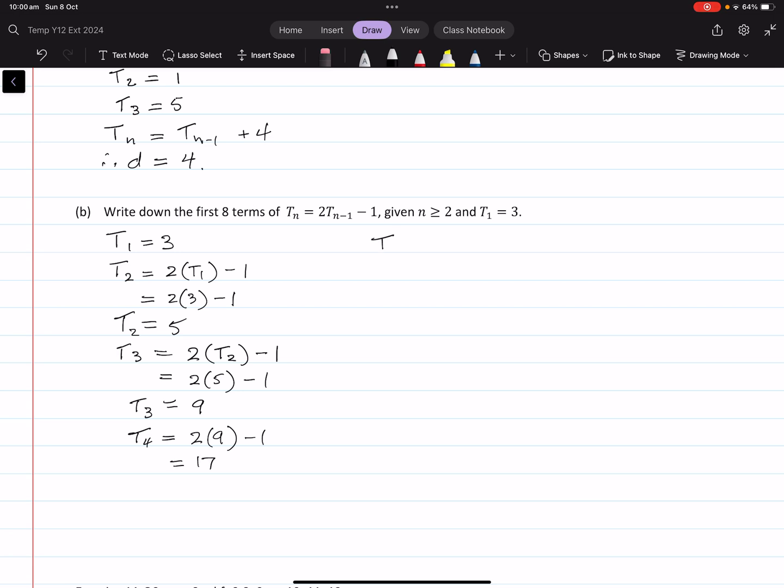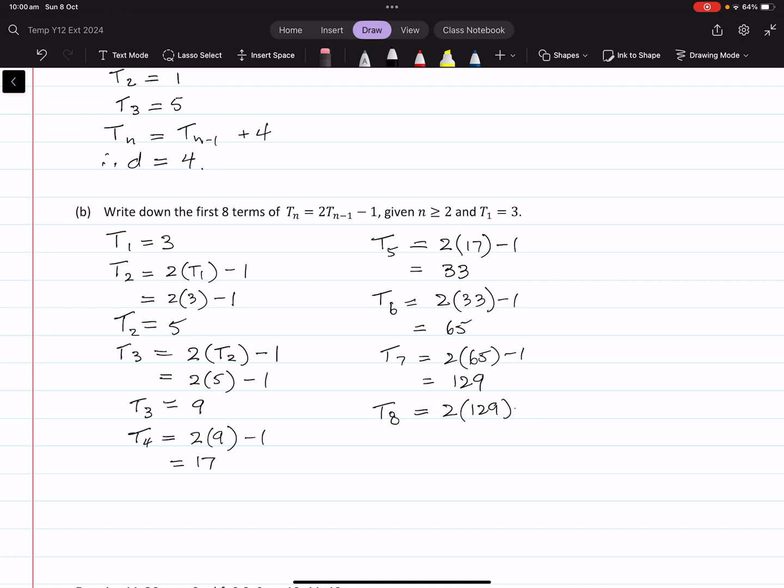Might come over to this side again for room. Term 5 is going to be 2 times the term before it, so 2 times 17 minus the 1. I think we get 33. Term 6 is equal to 2 times the 33 minus 1, which is 65. Term 7 is 2 times the 65 minus 1, which is 129. And the last one for us to find is term 8. So it's going to be 2 times the term before it, minus 1. And that comes out to be 257.